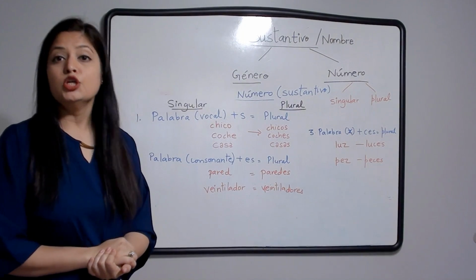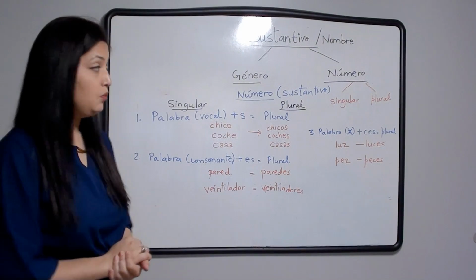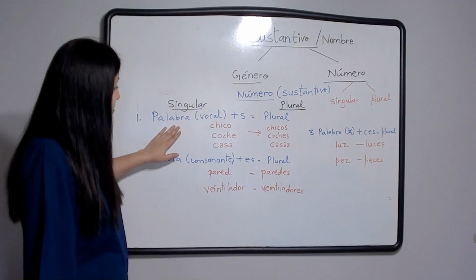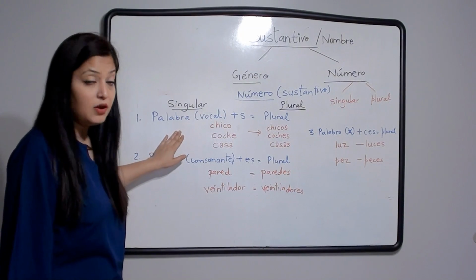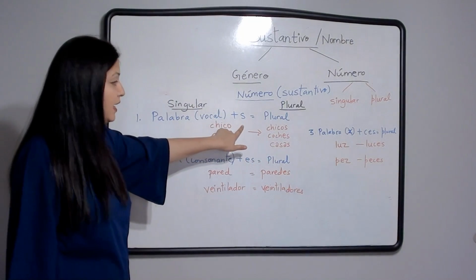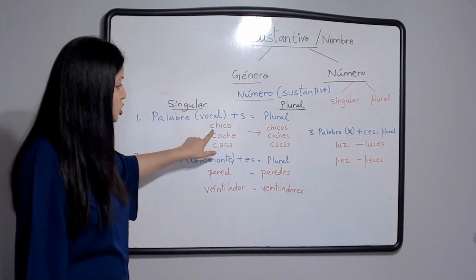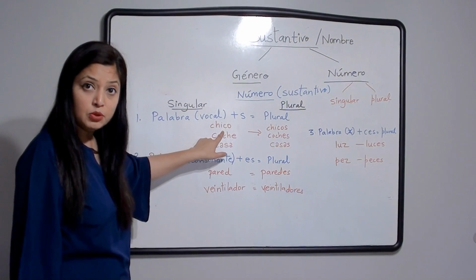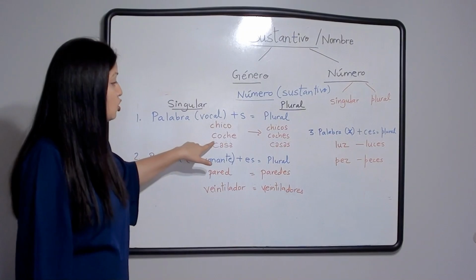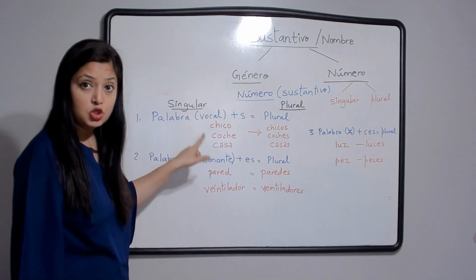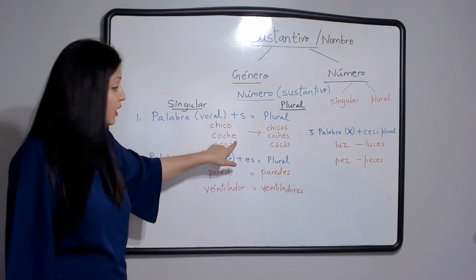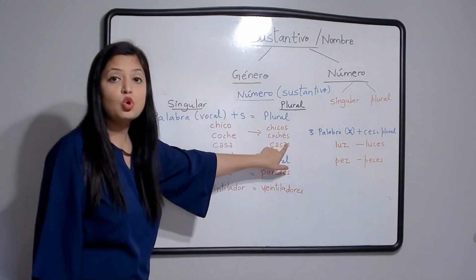So coming back to the singular and plural noun. So if a palabra termina en vocal, that means if a word ends in a vowel, to make it plural, we just add S. So it is chico. To make it plural, it becomes chicos. Chico is a boy. Coche, which is a car. To make it plural, because it ends in a vowel, a vocal, we use coches.